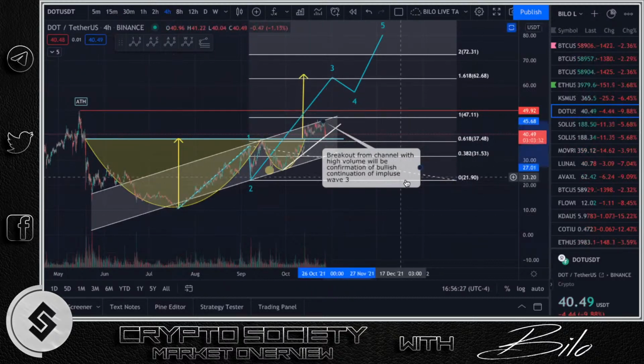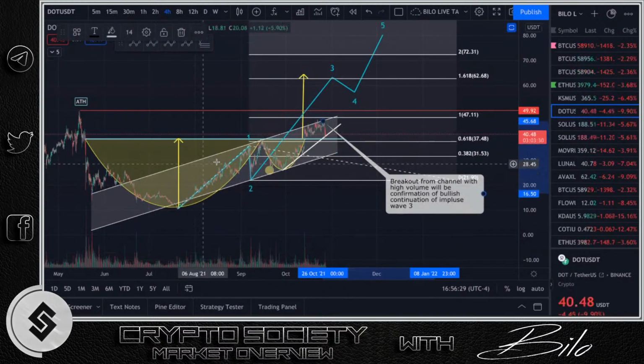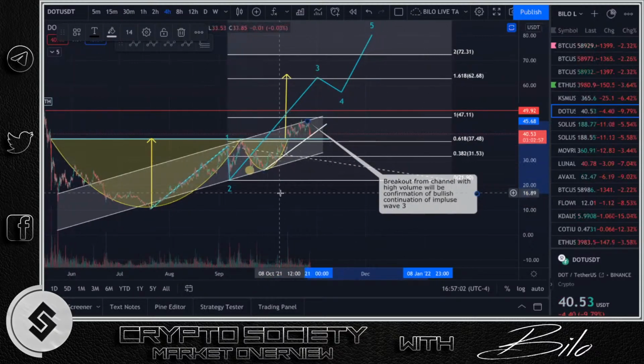We are also at the same time inside of this channel. You see it here. Okay, we've hit this resistance a few times here. We're on the 4-hour chart, right? So we have at least 1, 2, 3, 4, 5, 6, 7, 8, 9, 10, 11, at least 11, 12 times we've hit this resistance channel. Here the top of it was actually support, and this is now resistance. And I said a few weeks ago that a breakout from this channel with high volume will be the confirmation of bullish continuation of impulse wave 3. It hasn't happened yet.